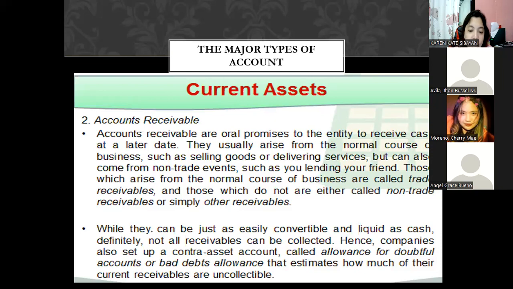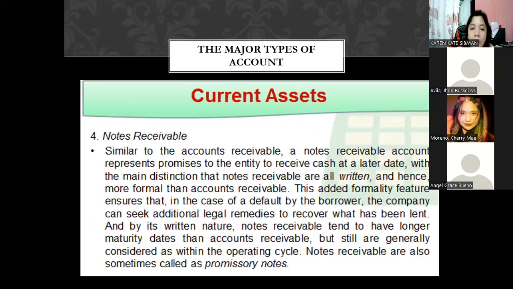Okay, so while they can be just as easily converted to liquid as cash, definitely not all receivables, take note of this one, not all receivables can be collected. Why? Kasi companies also set up a contra asset account na tinatawag naming allowance for doubtful accounts or bad debts allowance. Okay? So it estimates how much of their current receivables are uncollectible kasi alam naman natin na meron pong hindi nagbabayad ng kanilang utang. So these are uncollectible. Okay? So merong ina-allowance na nila yan.